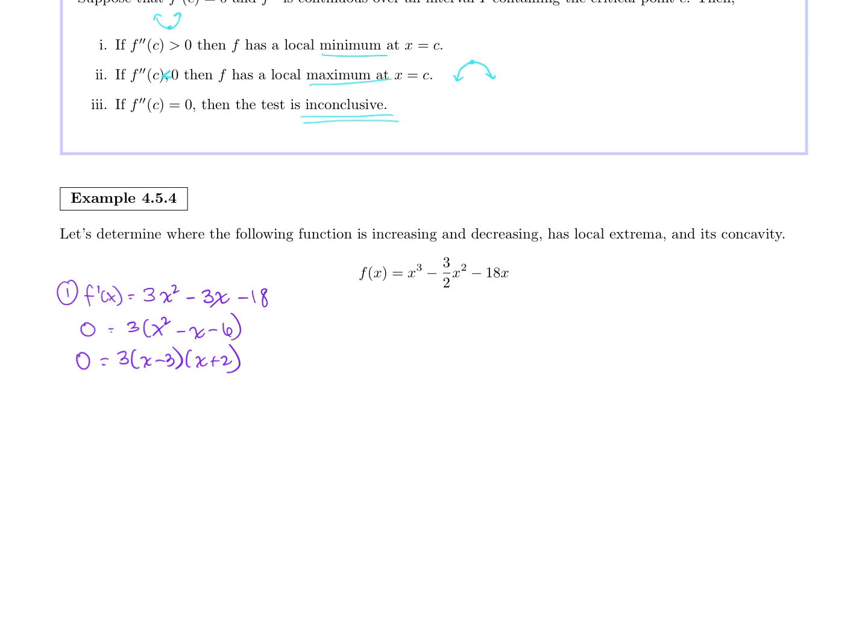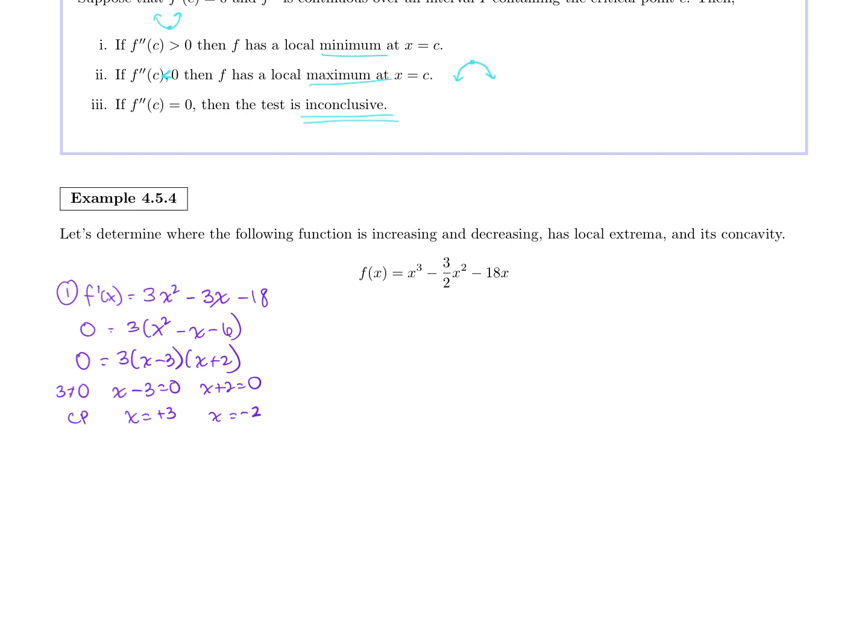So here, our critical points, well, 3 is never going to be 0, so we don't have to worry about that. x minus 3 will be 0, or x plus 2 then has to be 0. So x is either positive 3 or negative 2. So there are our critical points.